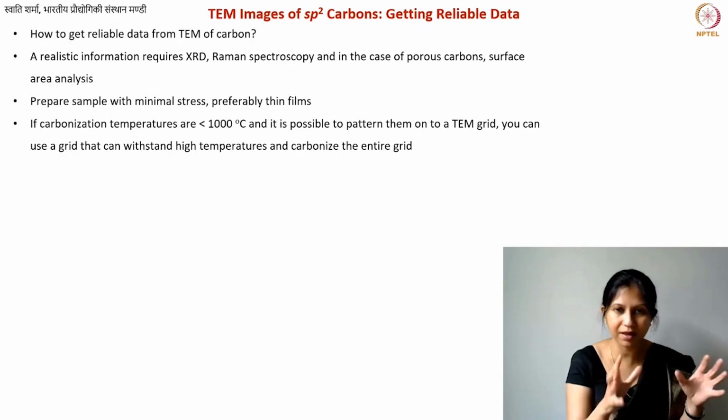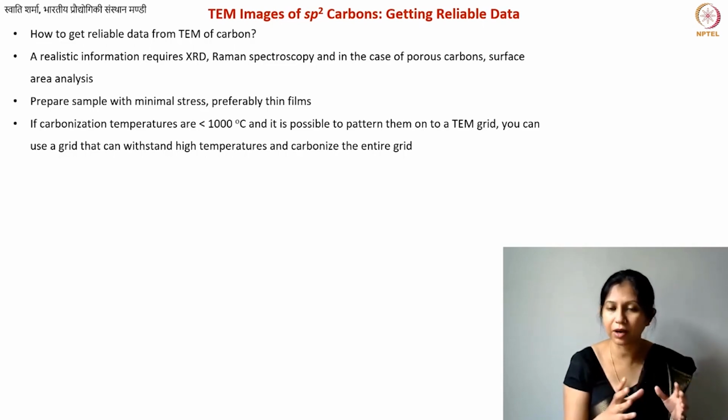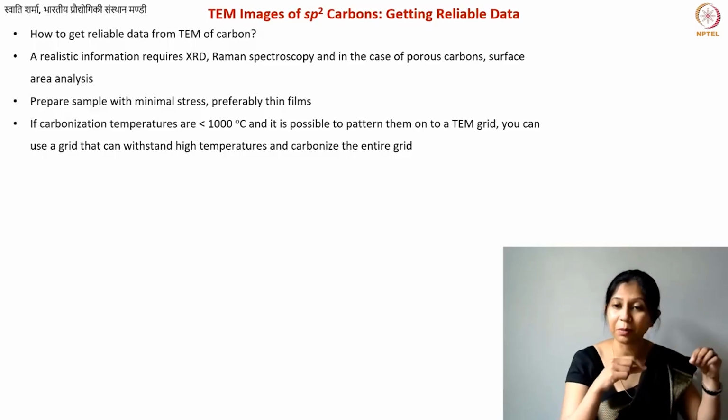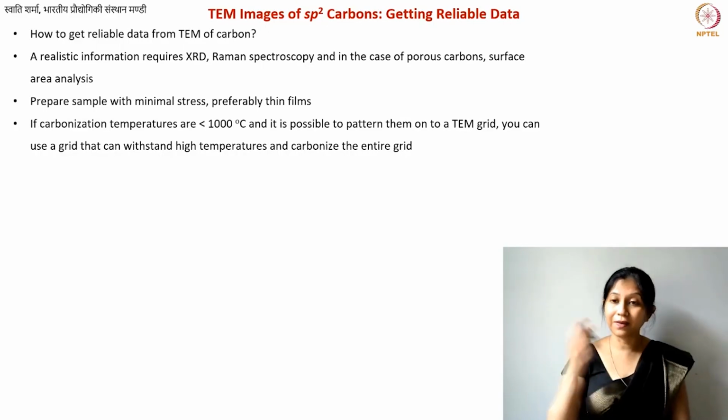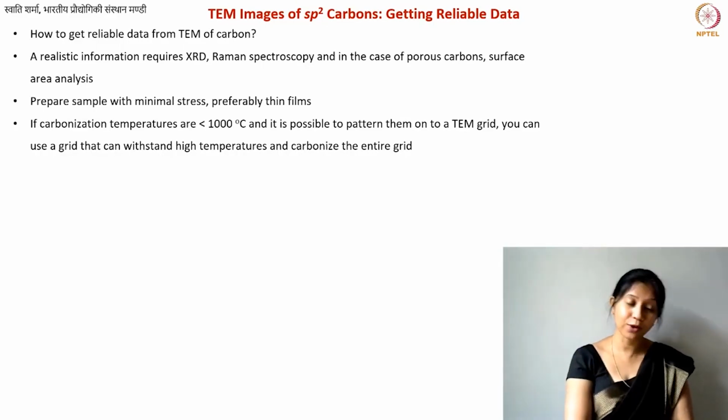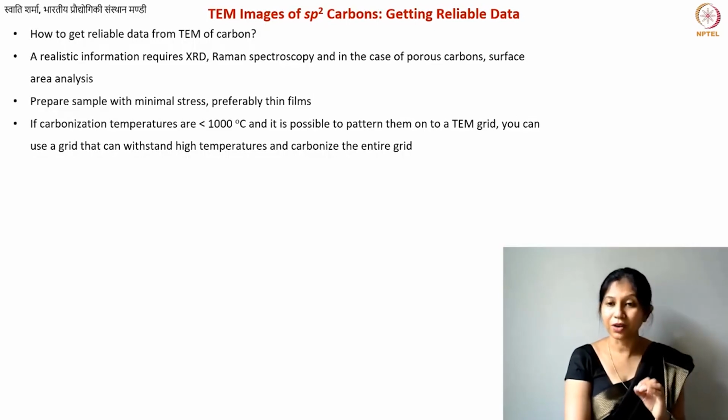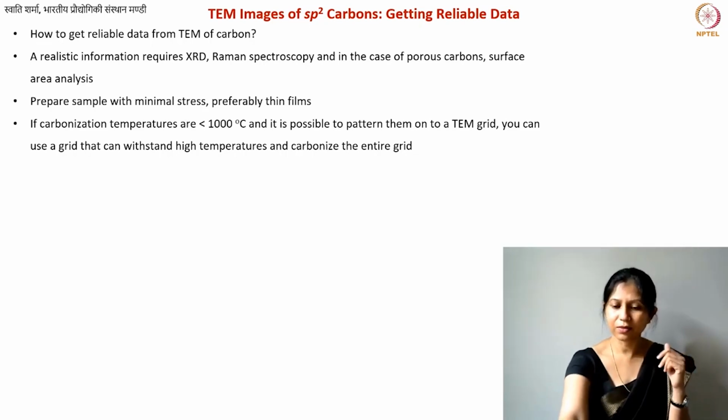What I'm saying here is valid for polymer carbonization, not for hydrocarbon pyrolysis or other methods. But for the pyrolysis process, you could already prepare your sample on top of the TEM grid and then heat treat the entire grid. That of course will depend on the heat treatment temperature that you want to use, but if it is let's say 900, 1000, the molybdenum grid will work. So you can place the sample already on your grid and then carbonize the whole sample, which will then minimize these stresses in sample preparation. Okay, so this is something you can do.